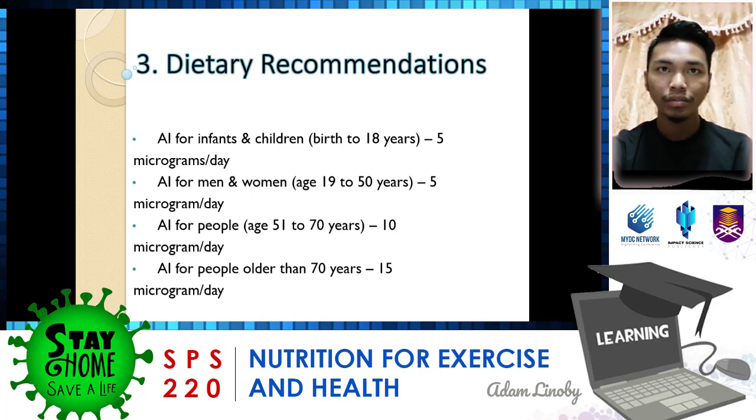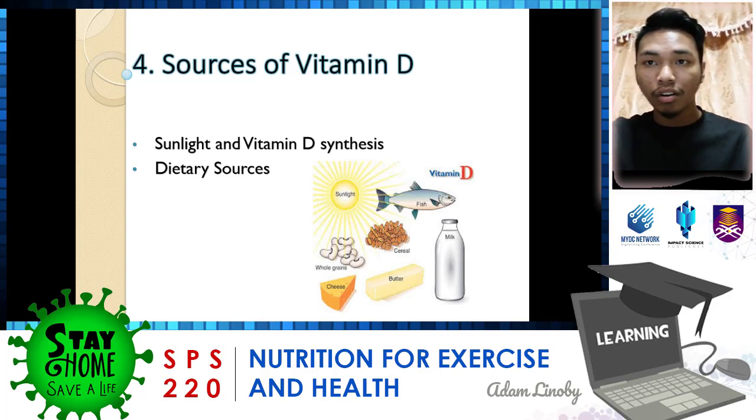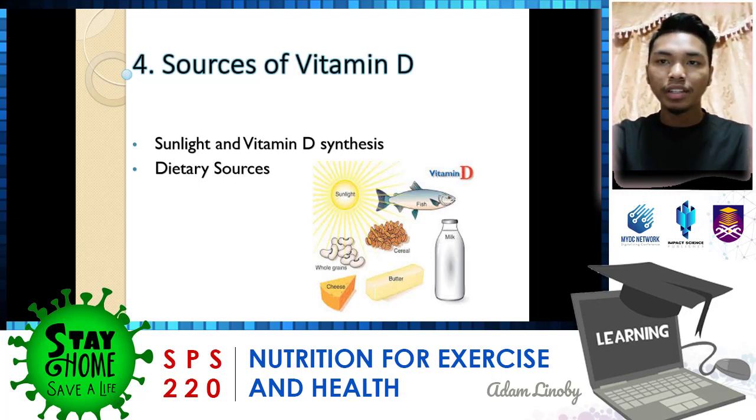The third one is for people age 51 to 70 years, which is 10 micrograms per day. And for people older than 70 years old, it is 15 micrograms per day. So for sources of vitamin D, there are 2 types of sources.